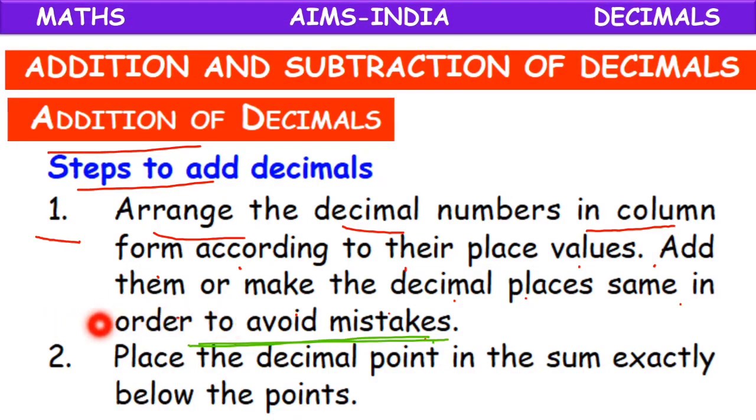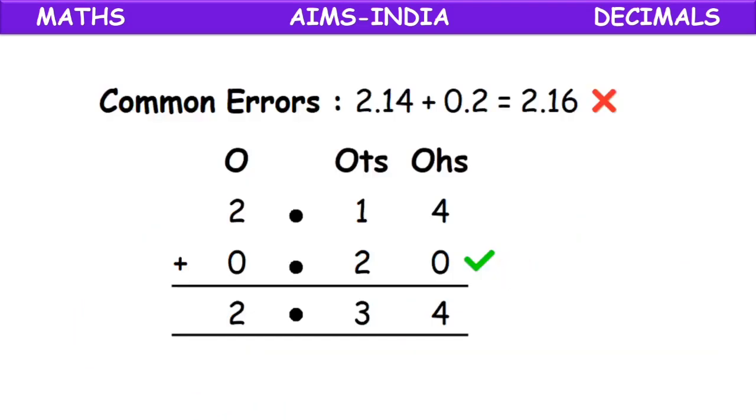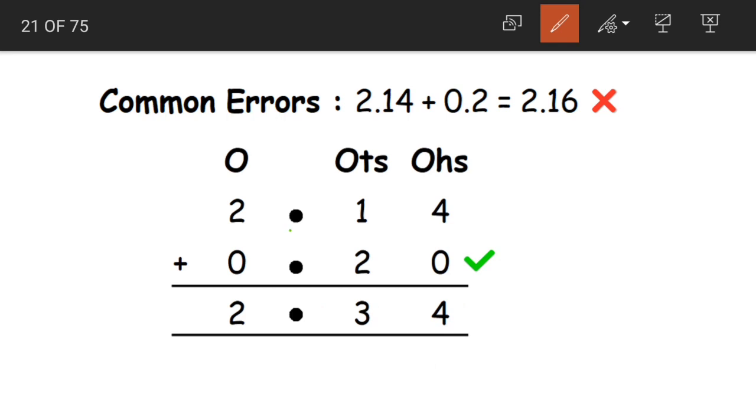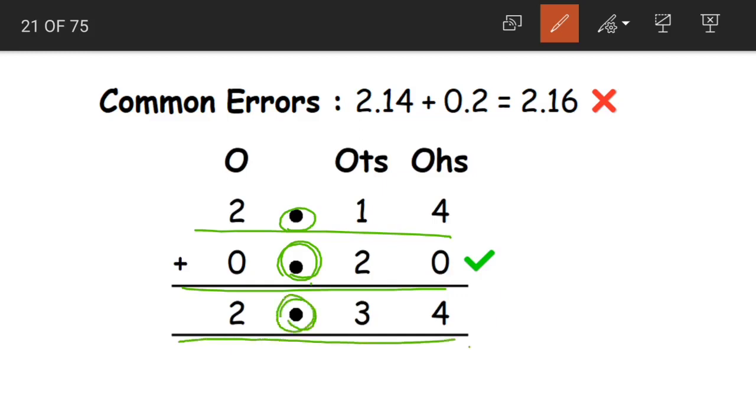Next, step 2. Place the decimal point in the sum exactly below the points. See here, we are adding two decimal numbers, so the decimal points are here. Even in the sum, you have to place the decimal point exactly below the decimal points of the numbers that we are adding. Understood, children? You cannot keep the point here or here or here. It should be in the same place.